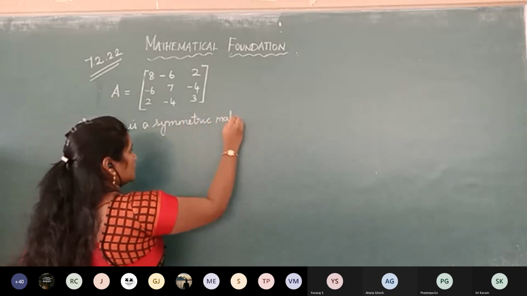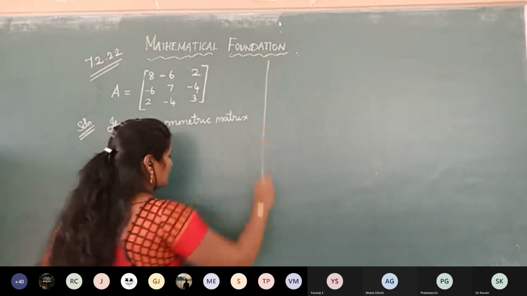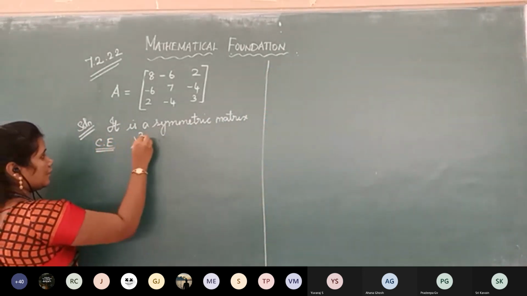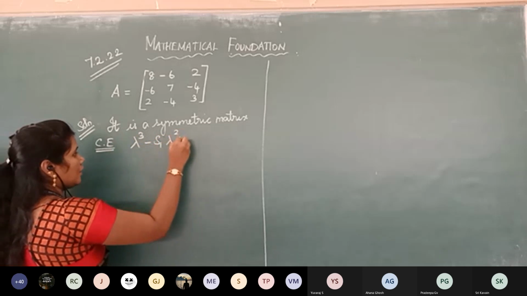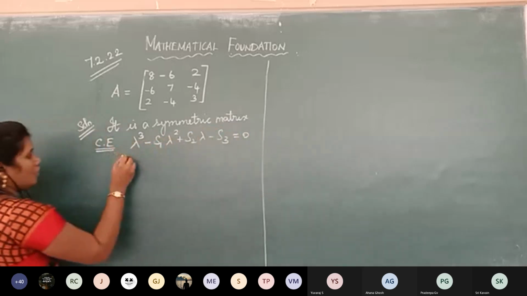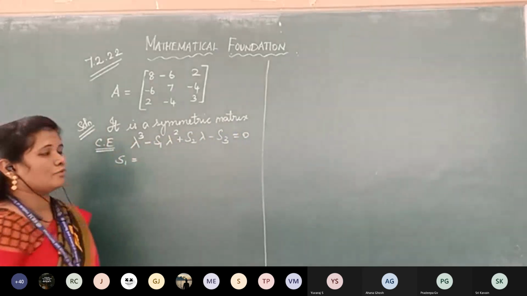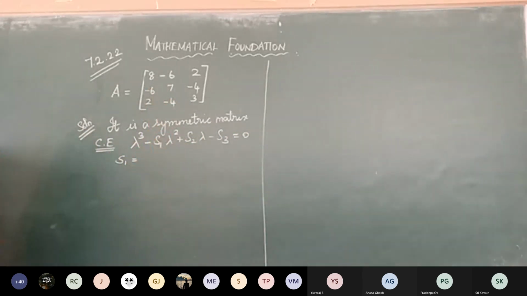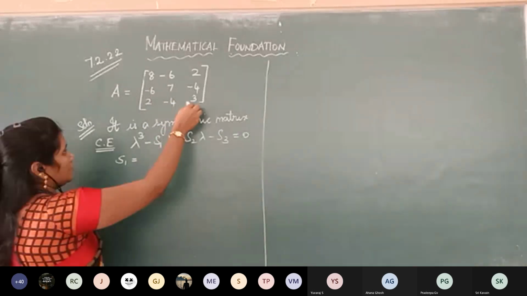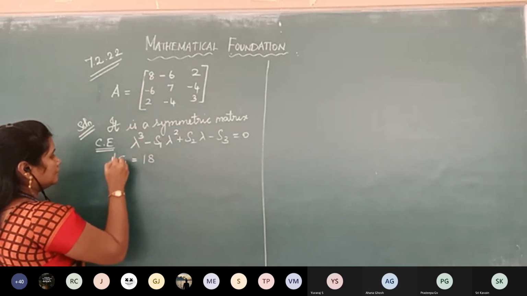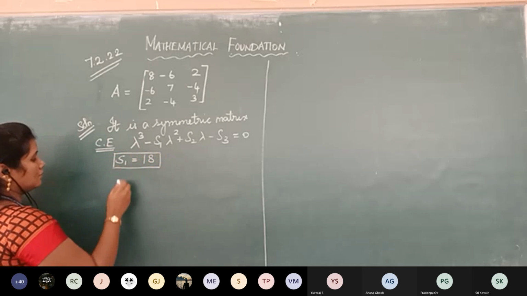First, you have to write that it is a symmetric matrix. Then write your characteristic equation formula. Your characteristic equation is lambda cube minus S1 lambda square plus S2 lambda minus S3 equal to 0. What will be your S1? S1 is the sum of the main diagonal elements. 8 plus 7 plus 3 is 18. So your S1 is 18.